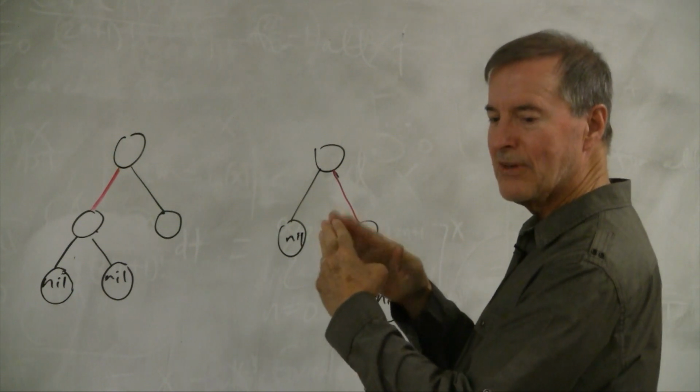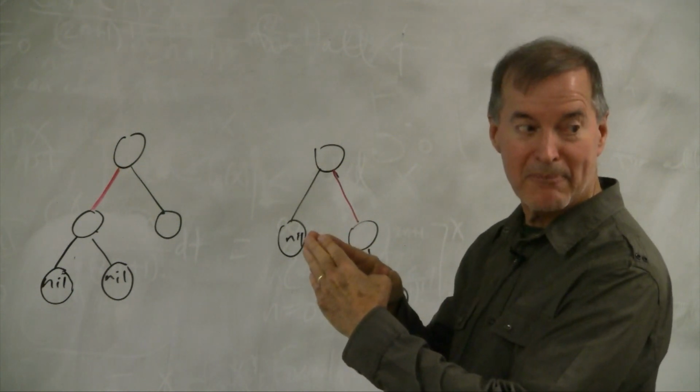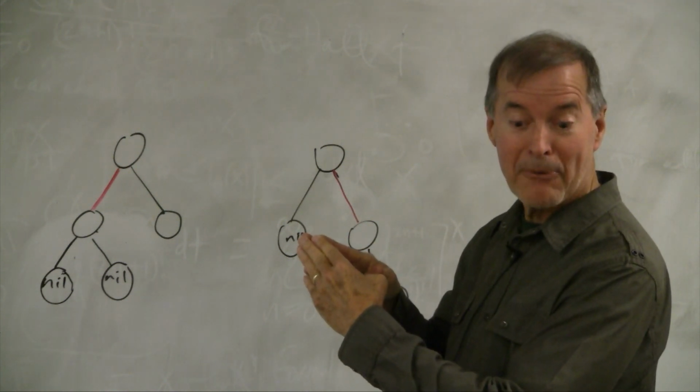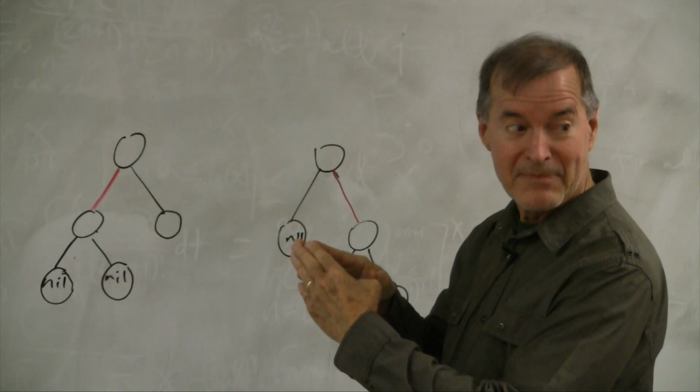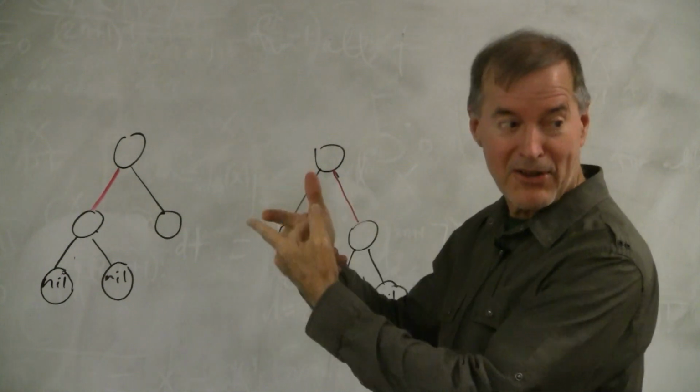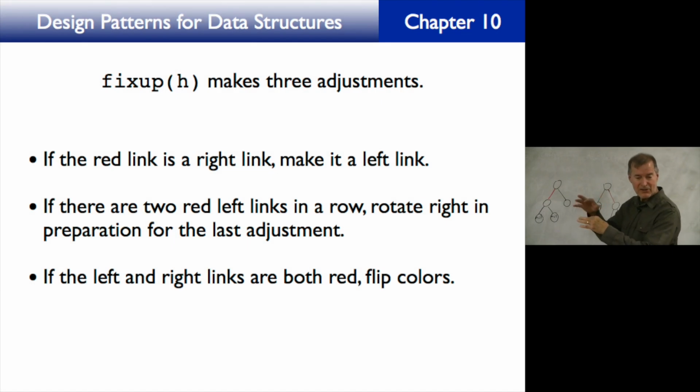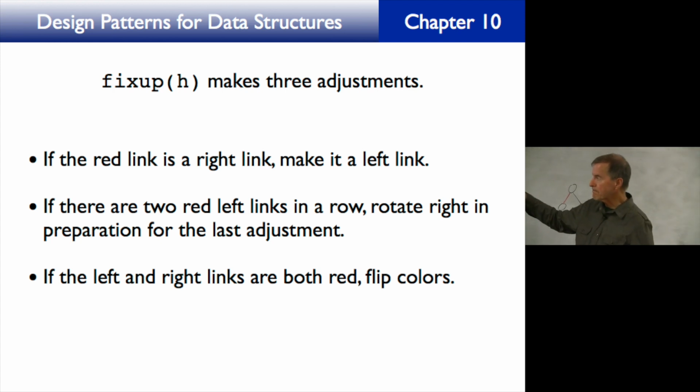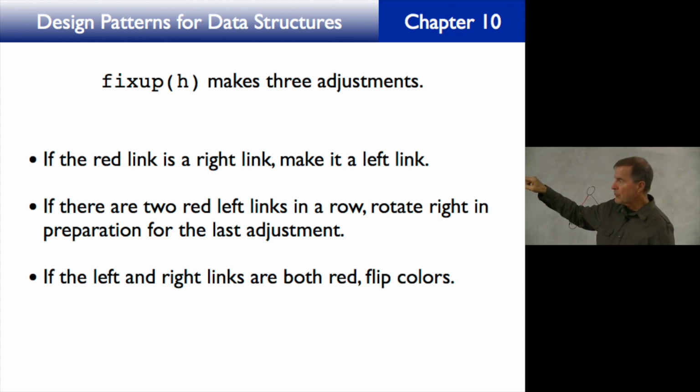You're going to have 2 neighbors. Yeah, you're going to have a left and a right, both being red. But then, what's the third operation? Yeah, if the left and right links are both red, flip colors. So you see, they're done. These corrections are done in this order. Are you with me? These corrections are done in this order, and it might be that you do the second one in order to take advantage of the third one.